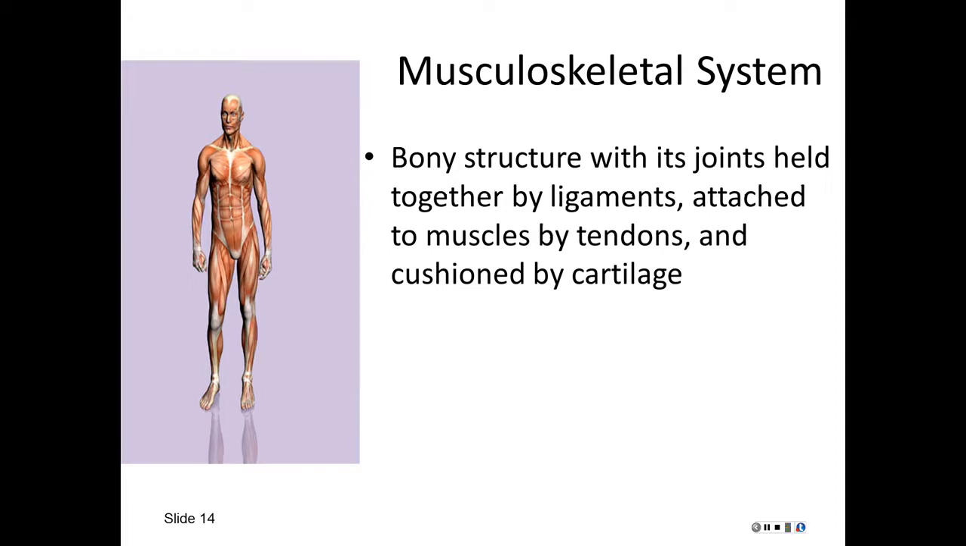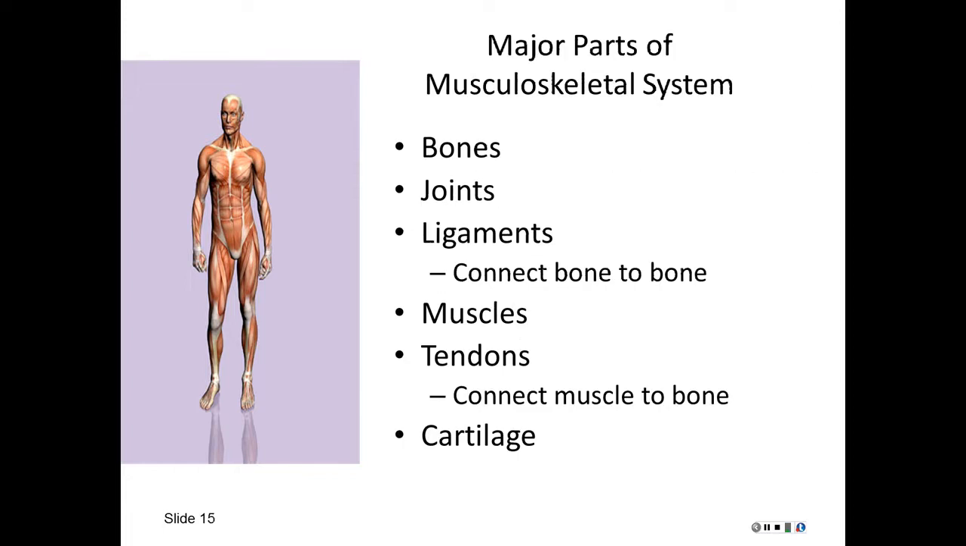Realize that in the musculoskeletal system, you're going to look at ligaments, and realize that muscles are attached by tendons, and they're cushioned by cartilage. So sometimes you're going to be looking at the cartilage also, or bursa is another way to say that. Major parts of the musculoskeletal system are bones, joints, and ligaments. You connect bone to bone. You look at muscles and tendons, and realize that tendons connect muscle to bone.